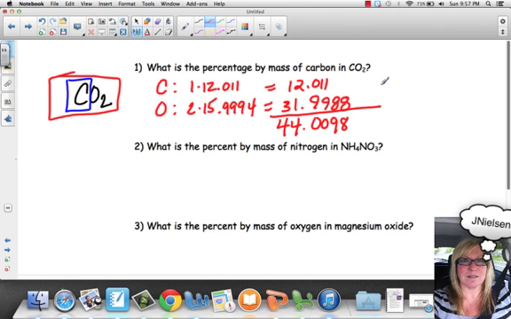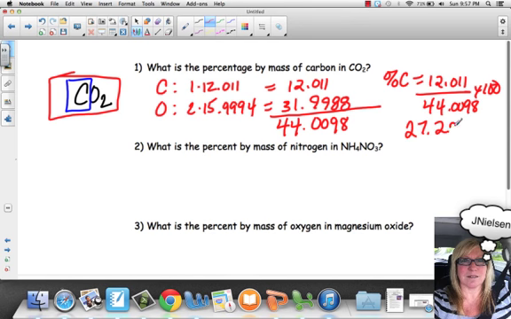So percent carbon equals 12.011 over the whole times 100. And I'm going to get 27.29% carbon.